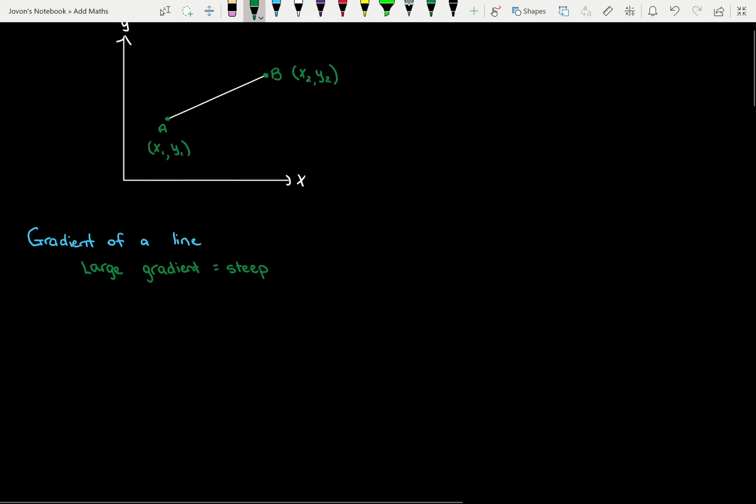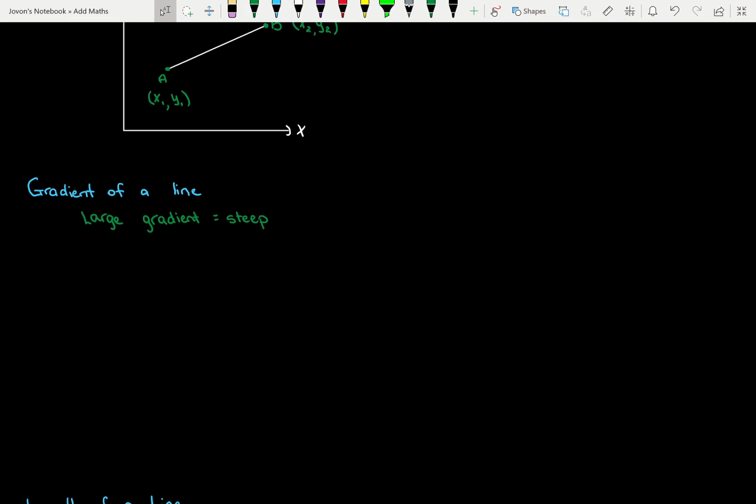The gradient of a line, I'm pretty sure most of you are familiar with it. The gradient of a line is given by y2 minus y1 all over x2 minus x1, right? So basically, this is also equal to delta y, which is a change in y, over delta x, which is a change in x, right? The gradient is also given by the symbol m, okay?